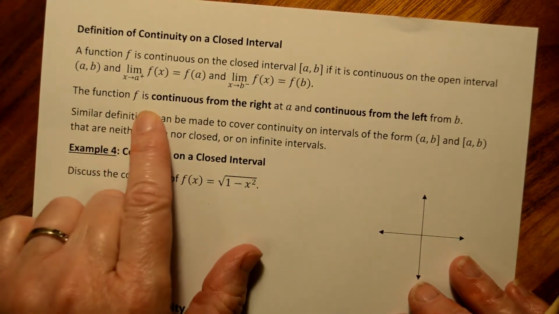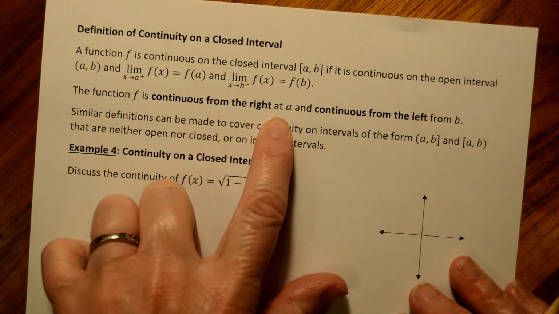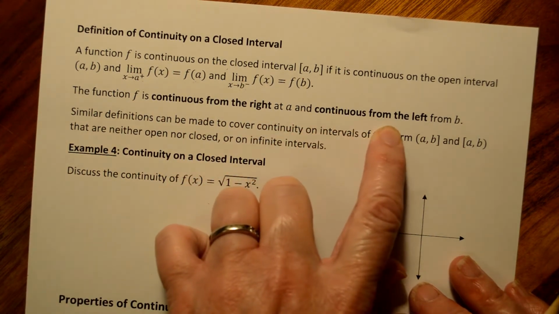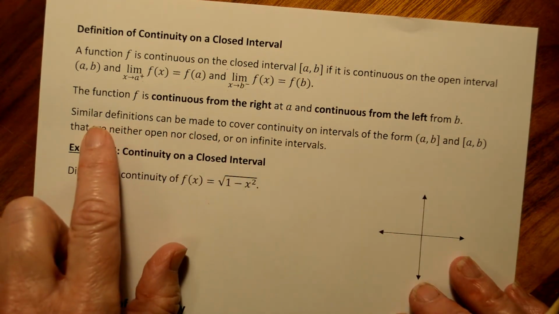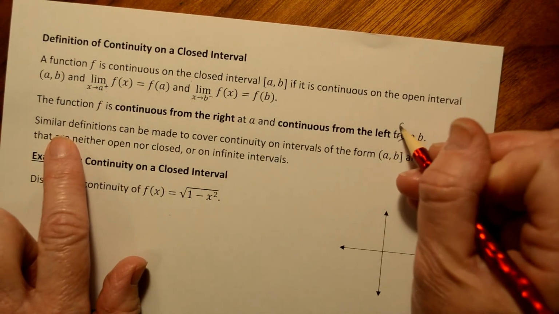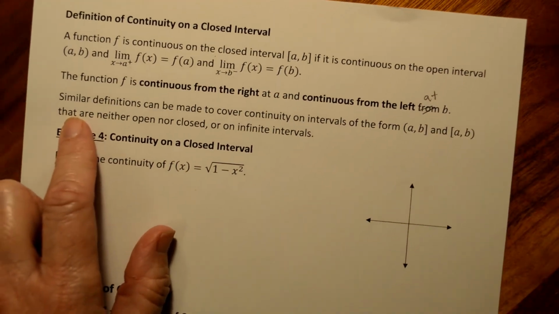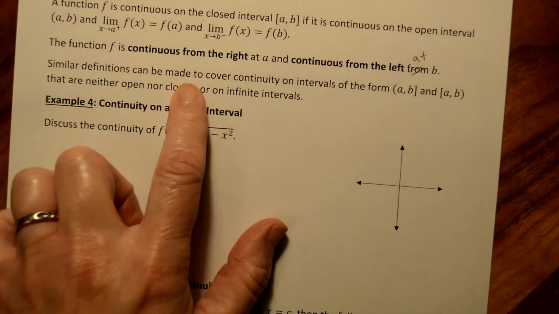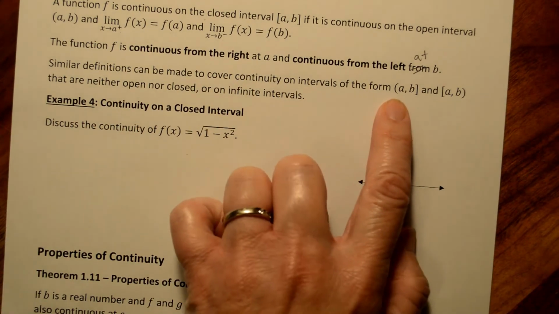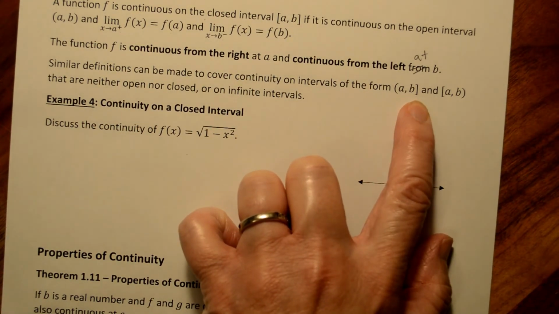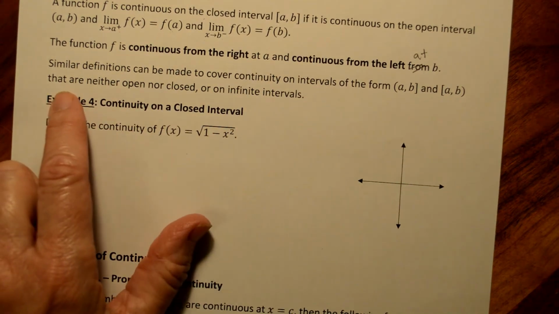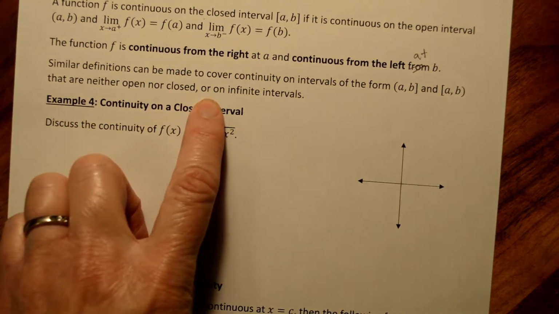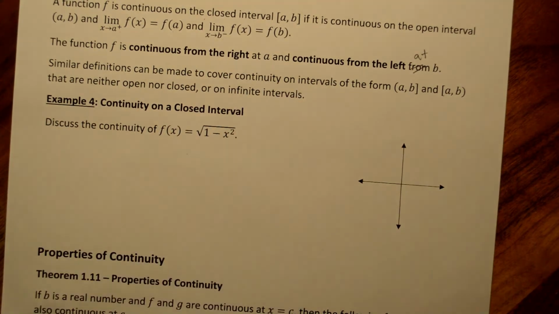All right, so a function f is continuous from the right at a and continuous from the left at b. Similar definitions can be made to cover continuity on intervals in the form open at a and closed at b, closed at a and open at b, that are neither open nor closed, or they're on infinite intervals, right?